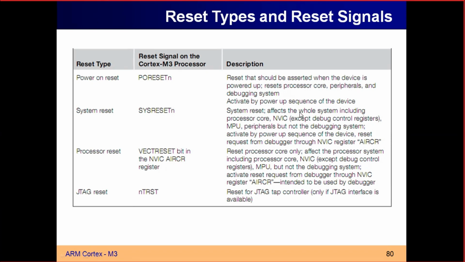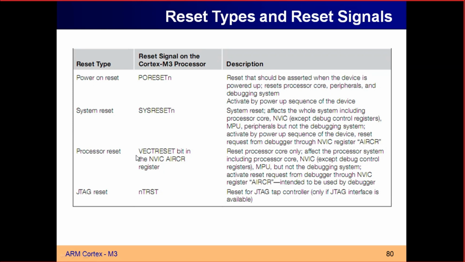The system reset will reset the whole system, including the processor clock, processor core, NVIC, MPU, peripherals, but not the debug system. Right. So in system reset, the debug system will not be reset. Other blocks will get reset. So if you are generating a system reset, other blocks including the processor core and peripherals will be reset, but the debug system will remain unreset.